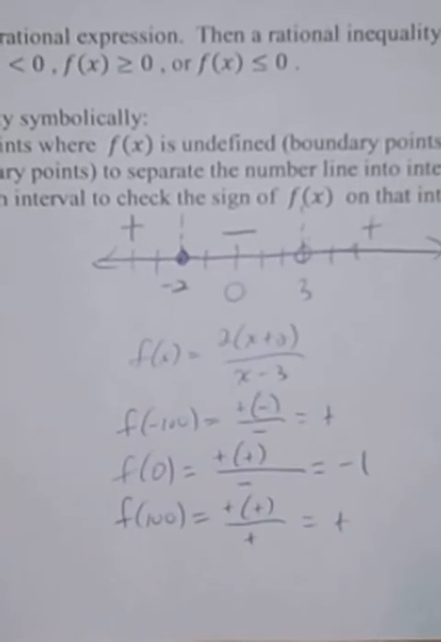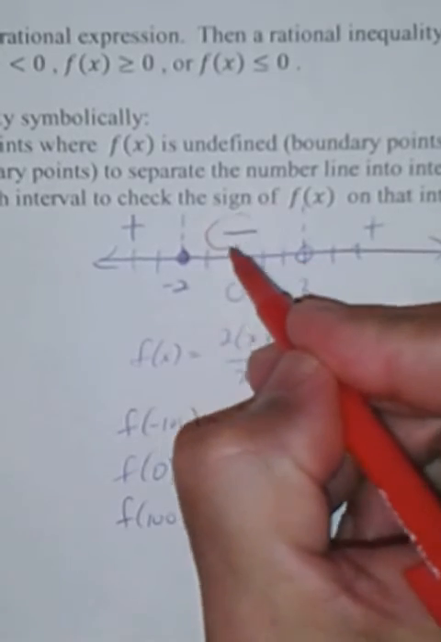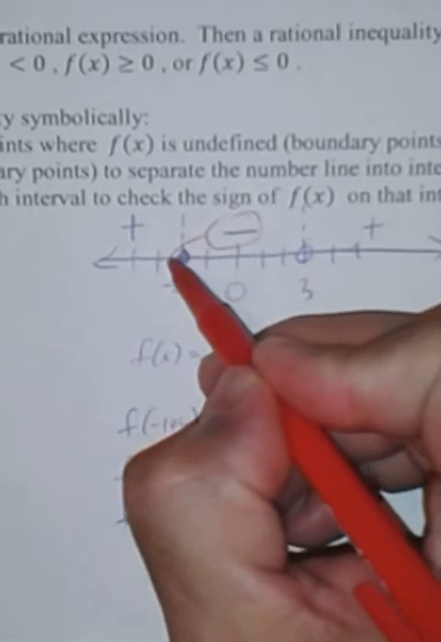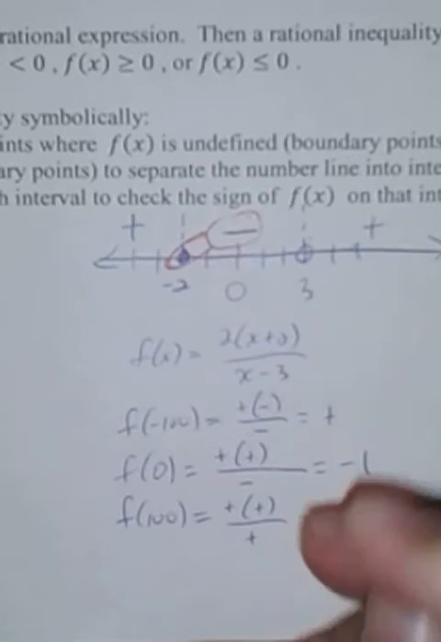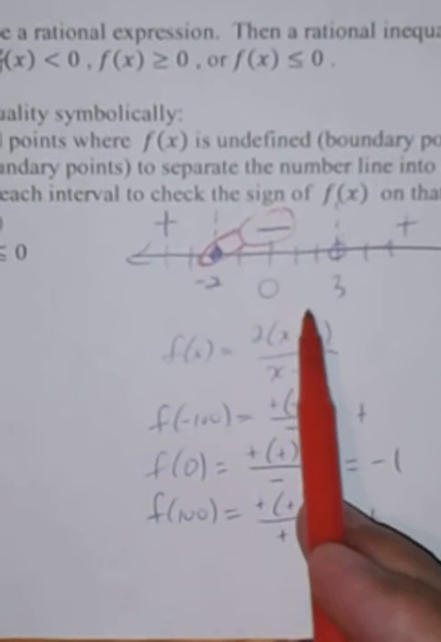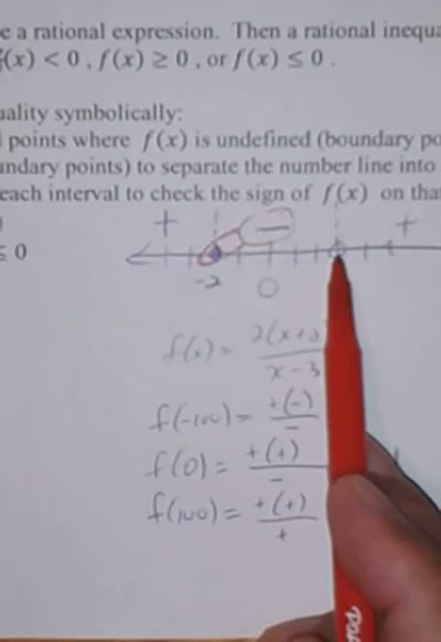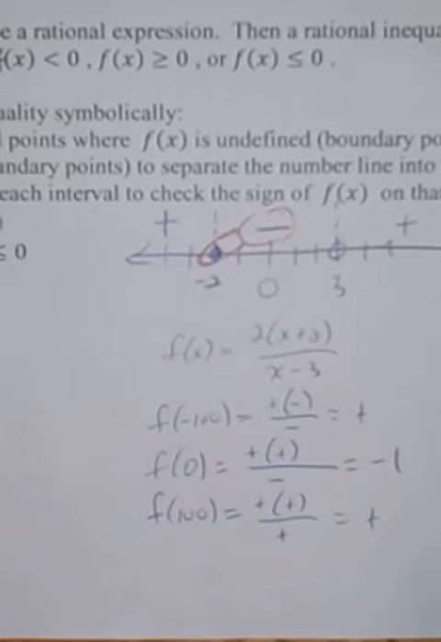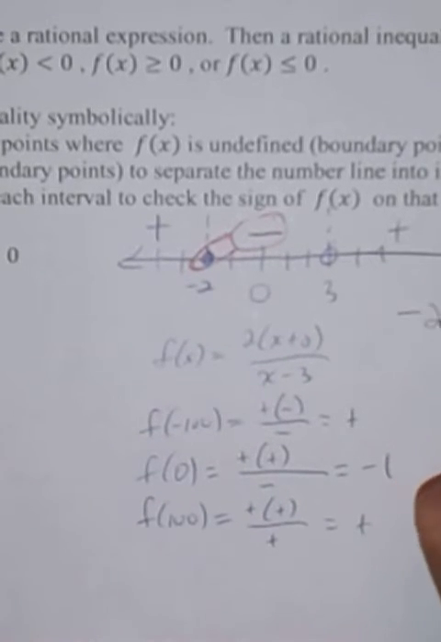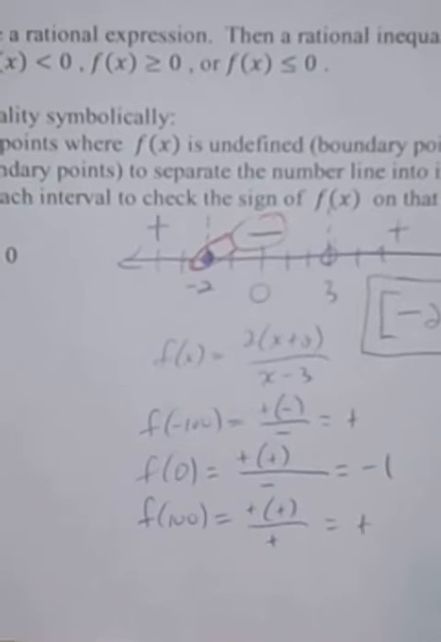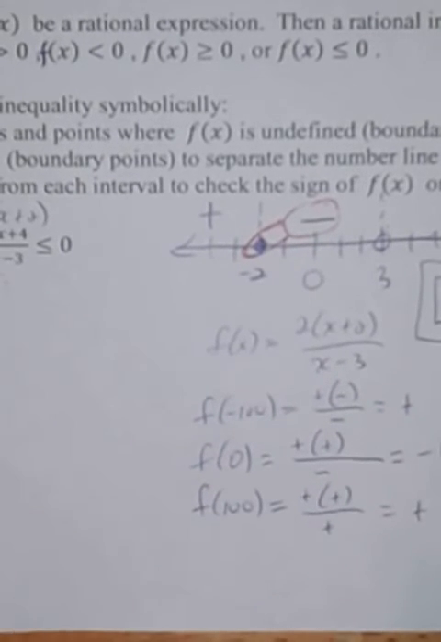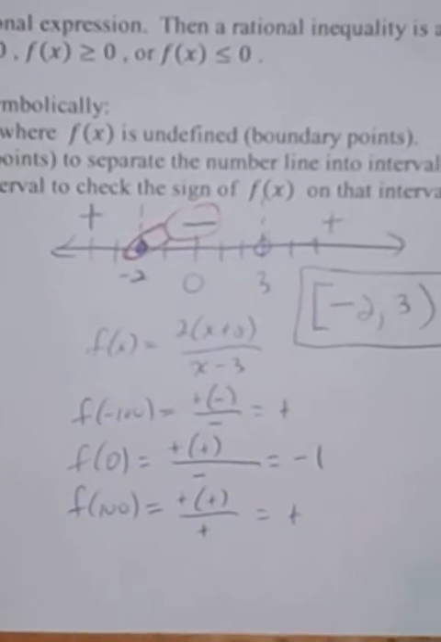Okay, and I want to answer where f of x is less than or equal to 0. Well, that's right here. Notice I'm going to include this endpoint over here. But I cannot include this endpoint because that's undefined right there at x equals 3. So there's no point on the graph there. So my answer is from negative 2 to 3, including x equals negative 2, not including x equals 3. And that's my answer to where it's less than or equal to 0.